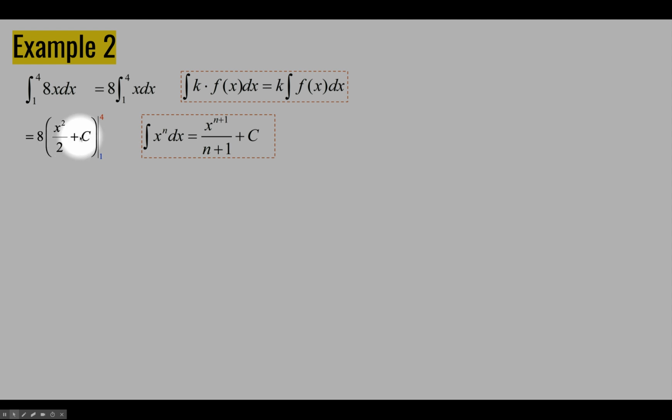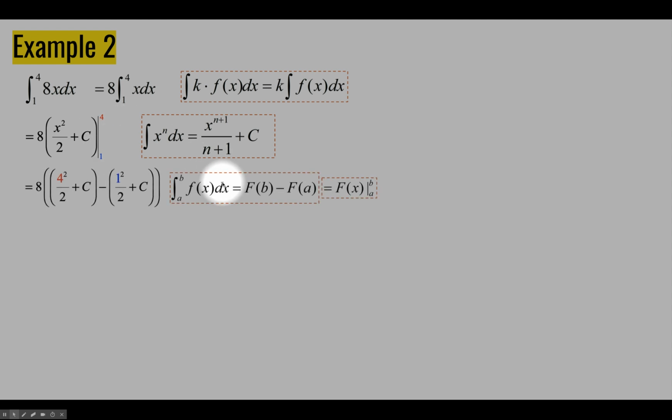Then we add plus c, and then we have to evaluate that from 1 to 4. So that's what the fundamental theorem of calculus tells us. It says the integral of a function from a to b is equal to the antiderivative evaluated at b minus the antiderivative evaluated at a. The antiderivative of our function x, our big F in this case, is x squared over 2. That's the antiderivative, because if I take the derivative of x squared over 2, I'm going to get back the original function x.